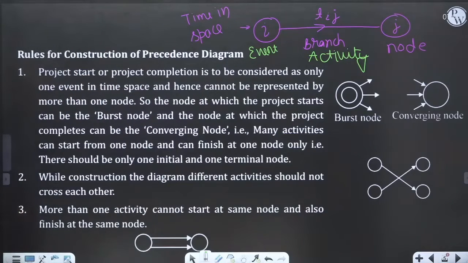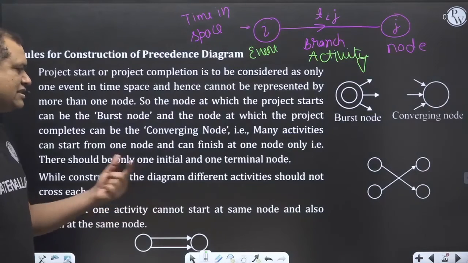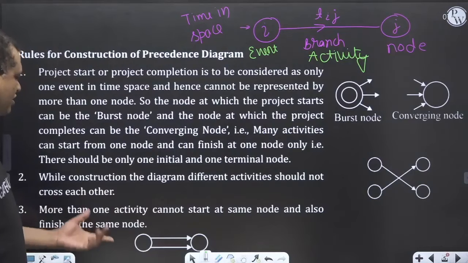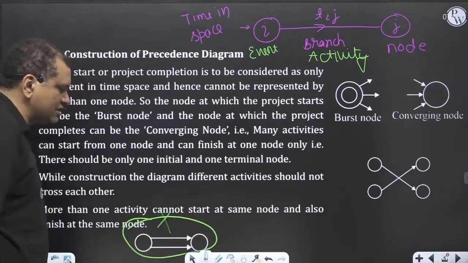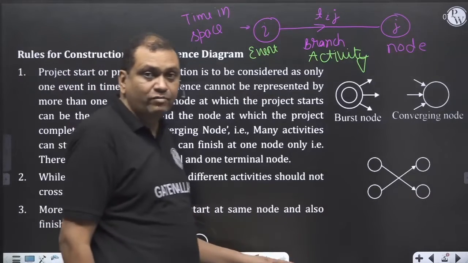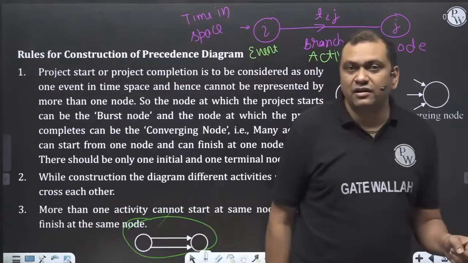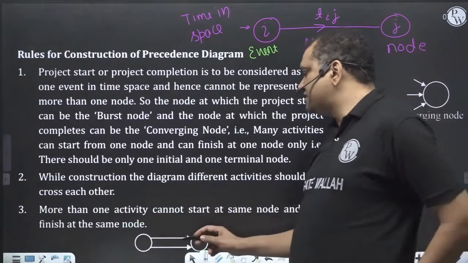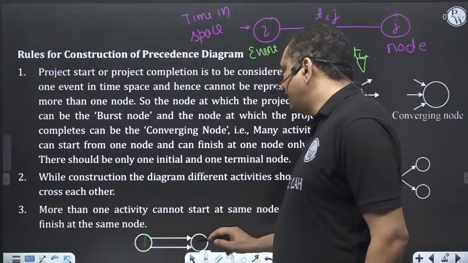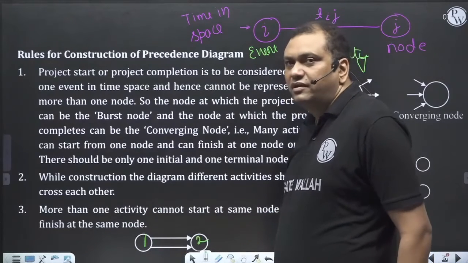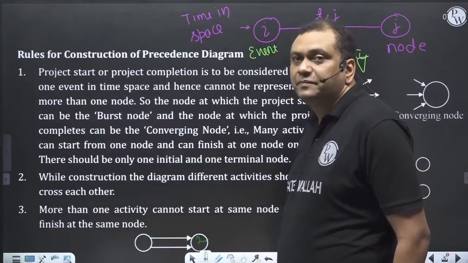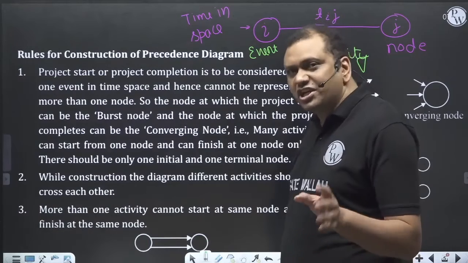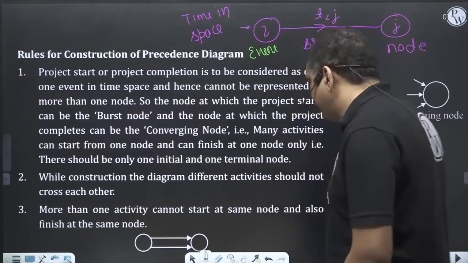Rule number 3. More than one activity cannot start at the same node and also finish at the same node, like this. You cannot have this arrangement, that there are two activities starting from the same node and finishing at another node. If such a situation arises, use a dummy.